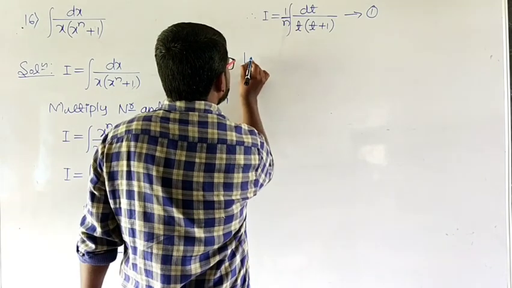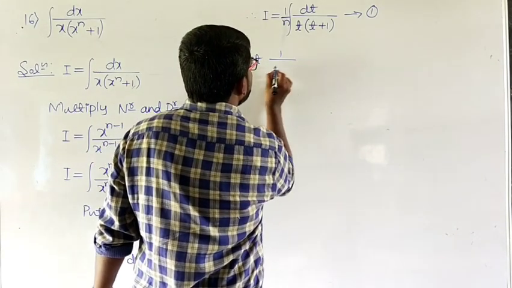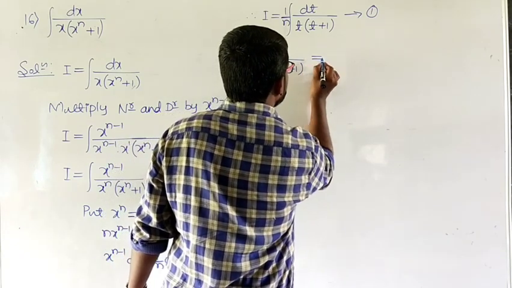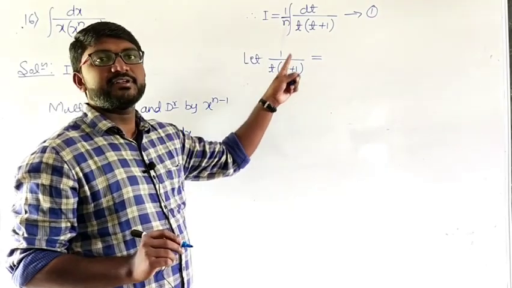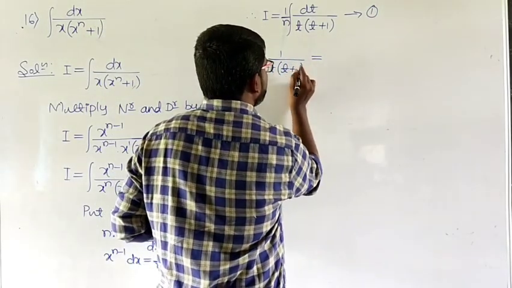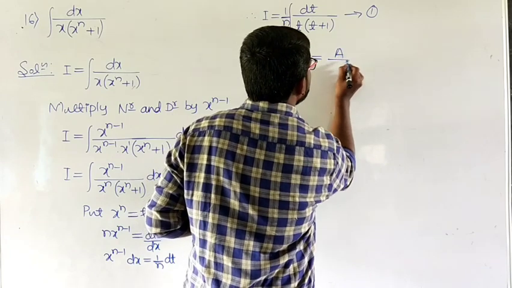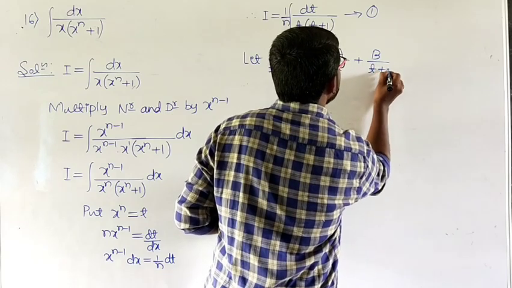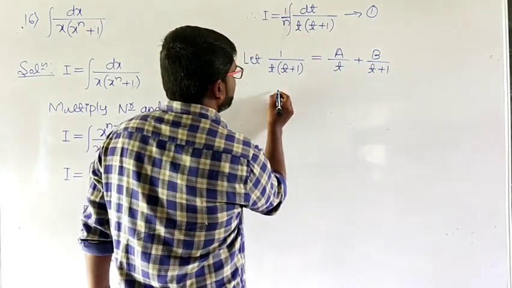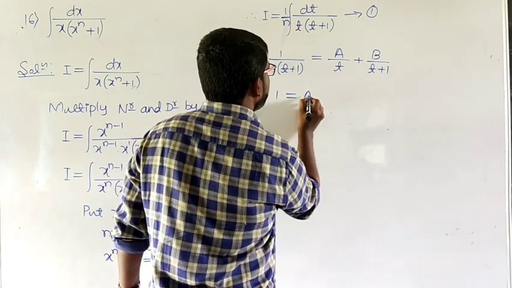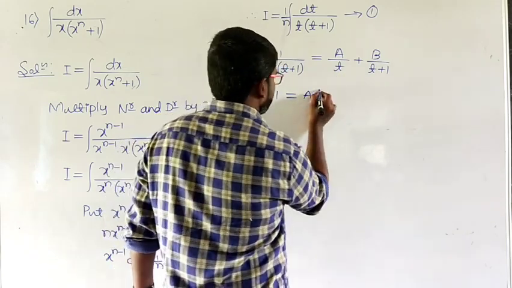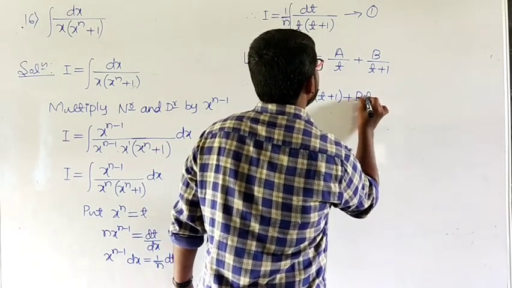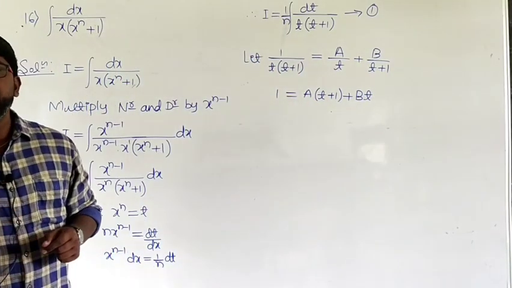So let 1 by t into t plus 1 which is equals to, so a divided by t plus b divided by t plus 1. So a by t plus b by t plus 1. So now take up the LCM. 1 which is equals to a into, so t plus 1 plus b into t. Now we have to get the values of a and b.